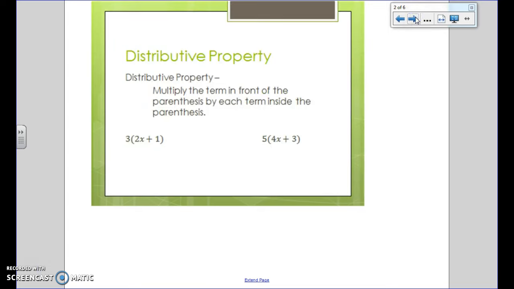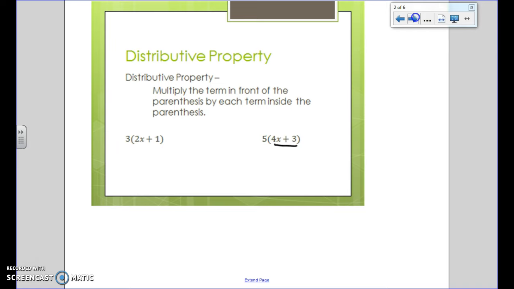Alright, so the first thing I want to review is how the distributive property works. We've been practicing this property for a while now, but it's always good to review. You'll know to use the distributive property when you're trying to eliminate parentheses and there's no operations that can be performed inside the parentheses. As you can see on both of these examples, 2x plus 1, those are not like terms and I can't combine them together. Same way with the 4x plus 3.